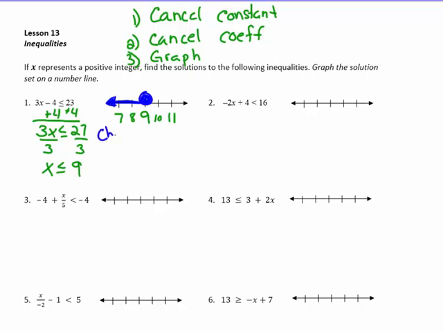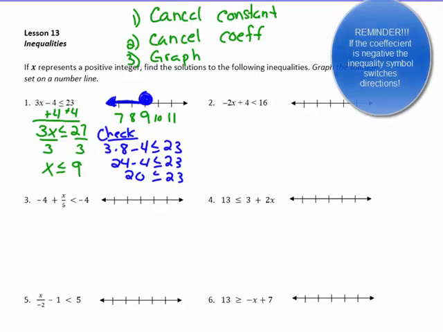You can always do a check to make sure you shaded the right way. So let's just show what a check looks like. But unless it says we're equal to, you can't pick the 9. But I want to pick a different number to make sure I shaded the right way. So I'm going to pick the 8. So that means wherever I have x, I'm going to put my 8 in. So I'm going to have 3 times 8 minus 4 less than or equal to 23. 3 times 8 is 24. And then 24 minus 4 is 20, which is less than 23. So I know I shaded the correct way. All right, so that's how you do those checks.